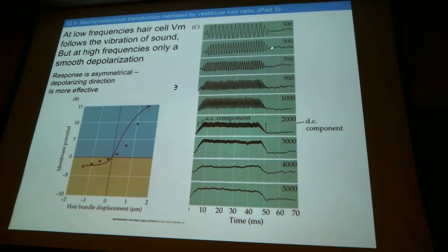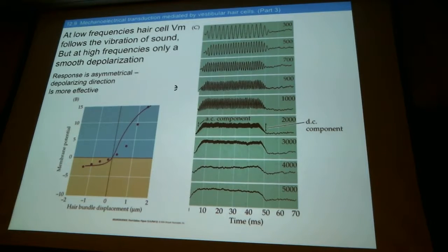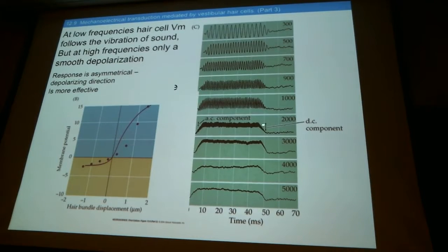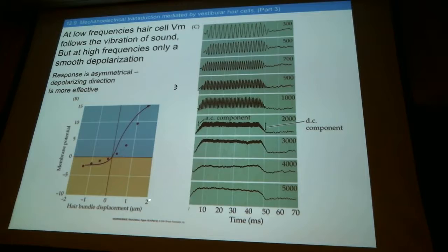But as the vibrations get to a higher frequency, the hair cells can't follow it at that frequency, and you end up with basically a smooth depolarizing plateau here. And the reason that you don't just average everything out is because there's a bias toward depolarization. When the hair bundle is displaced in the depolarizing direction, you get a fairly large depolarization. In the opposite direction, you have relatively little change in potential. So it's biased toward the depolarizing end, and that's why you get this plateau potential.